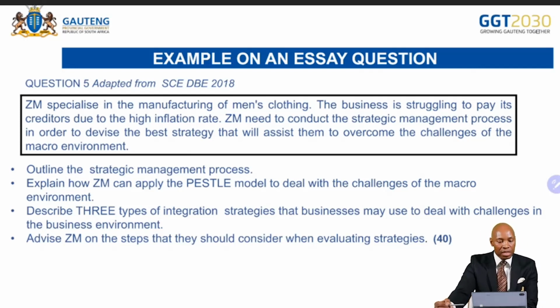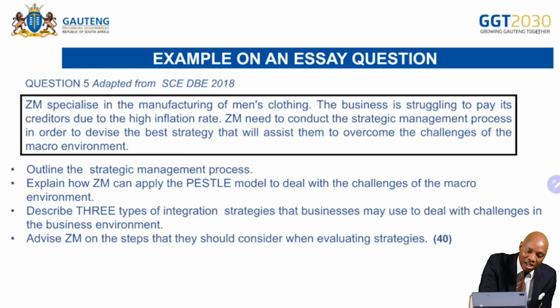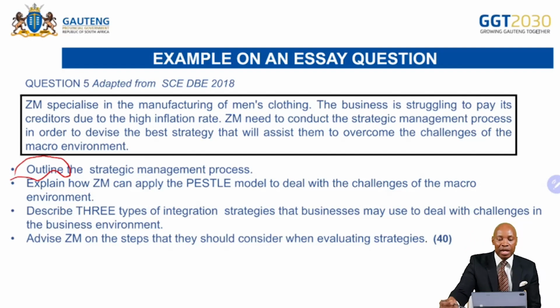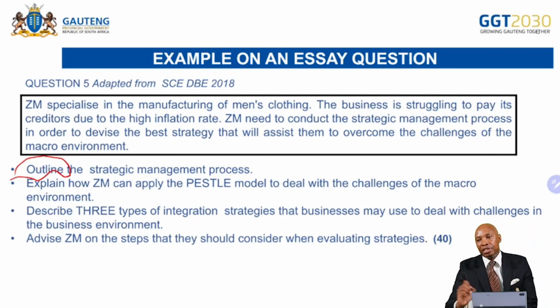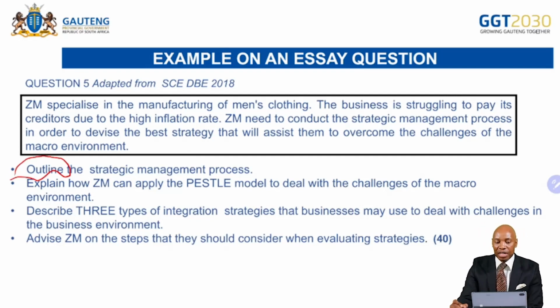Now, the first sub-question says: outline the strategic management process. Remember, where is this outline? The outline is the one that I took from the learning objectives of this lesson. And where is this outline coming from? It is coming from page 9 of your examination guideline. That is what you must know about the strategic management process.